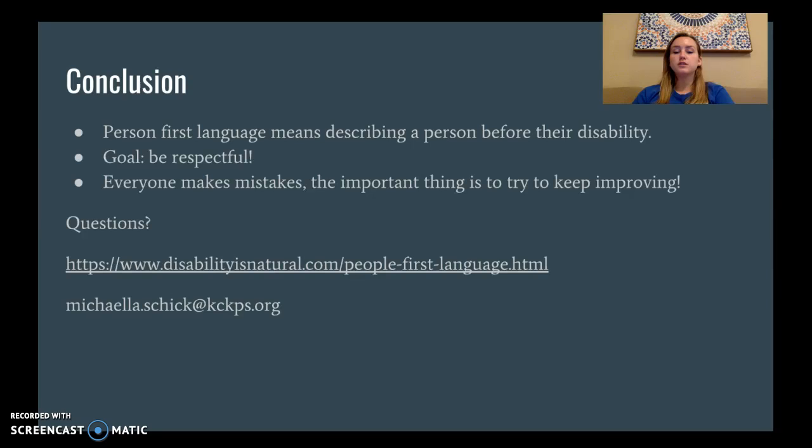In conclusion, person first language means describing a person before their disability. The goal is just to be respectful and help bring a more positive view to people who are living with disabilities. Everyone makes mistakes. I make mistakes all the time, but the important thing is to keep trying to improve. If you accidentally mess up, I know it's okay, but just try your best to start using this, and once you get the hang of it, it's really not too difficult.